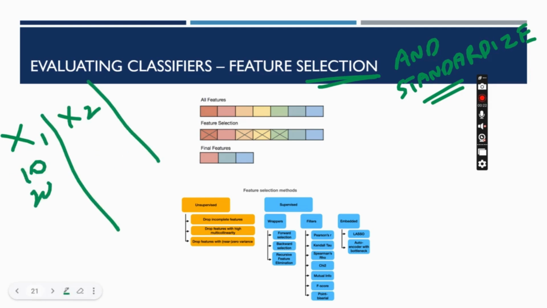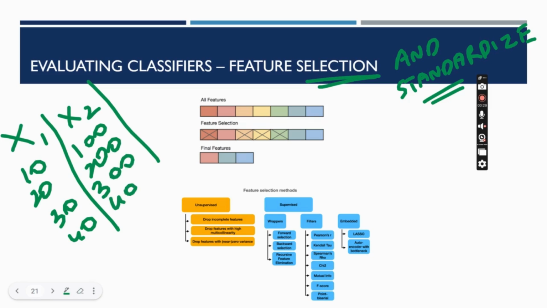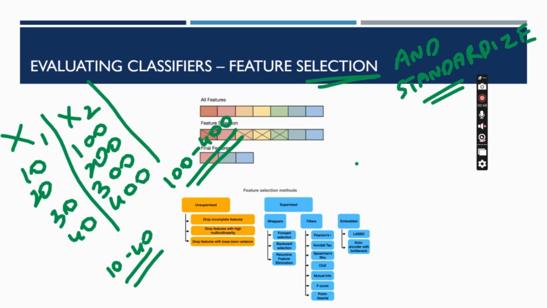Let us say the first feature is 10, 20, 30 and 40. The second feature is 100, 200, 300 and 400. In this case, there is a problem: the range of the first feature is 10 to 40, and the range of the second feature is 100 to 400. However, for machine learning, it is useful if your features are between 0 to 1 or between -1 to 1. Whatever, they are in a small range.